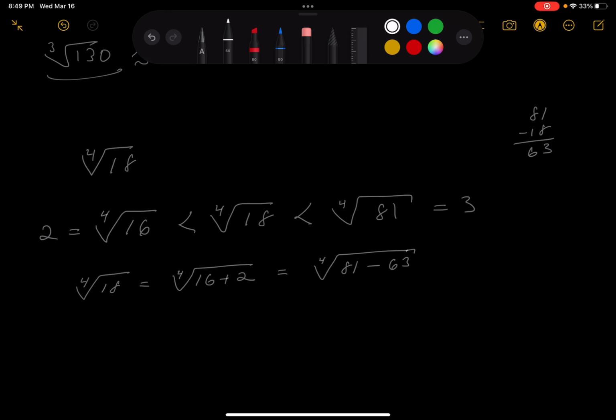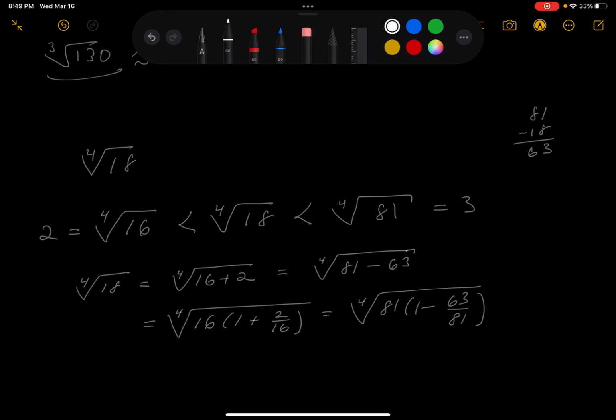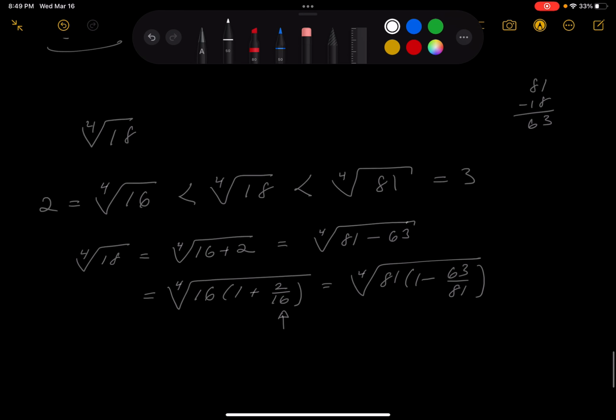So what do I do over here? It's really the same old story. We've been doing this for a while now. I'm going to factor out a 16, and you would get 1 plus 2 sixteenths. What do you get over here? This is the fourth root of 81 times 1 minus 63 over 81. And by the way, I'm looking for the smallest fraction. It's going to converge the fastest. This one, all right? So I'm going to use this guy over here.